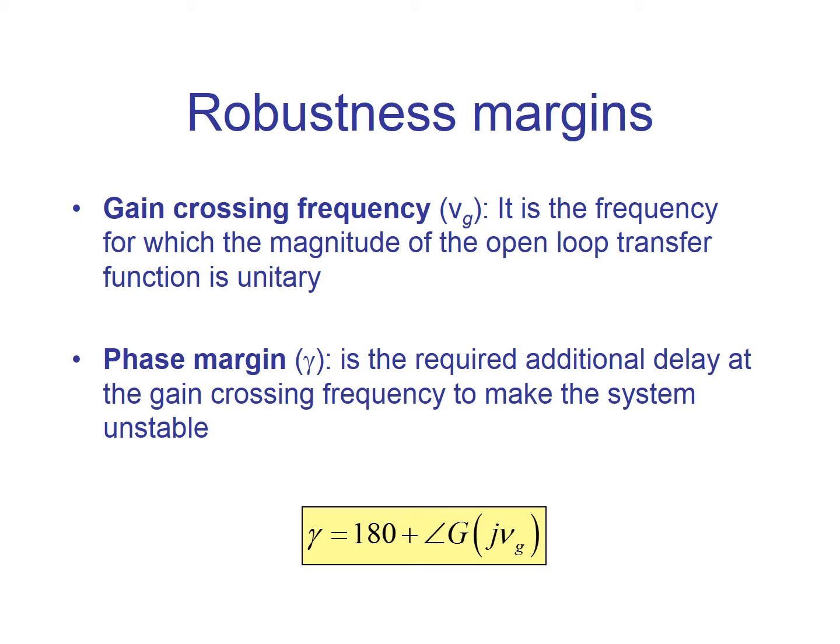So let us remember a little bit about robustness margins. We know the gain crossing frequency, nu G, is the frequency for which the magnitude of the open loop transfer function is unitary. It means that the magnitude of the output equals the magnitude of the input. With this frequency, we find the phase margin, which is the required additional delay at the gain crossing frequency to make the system unstable. We may use this formula: gamma equals 180 degrees plus the angle of the transfer function evaluated at this gain crossing frequency.